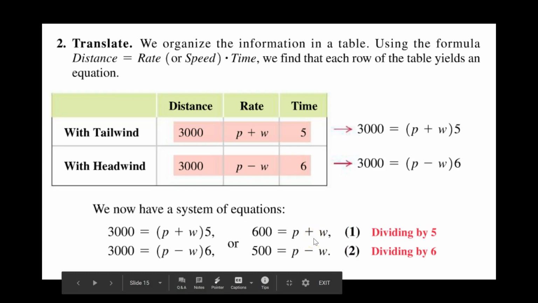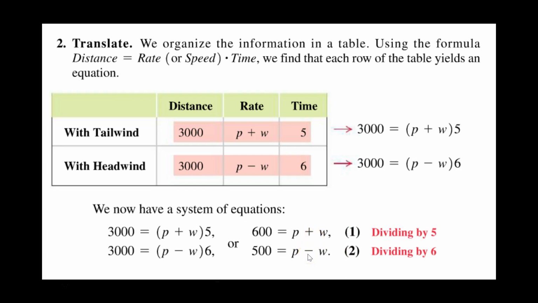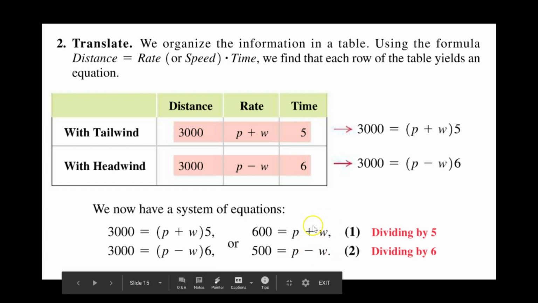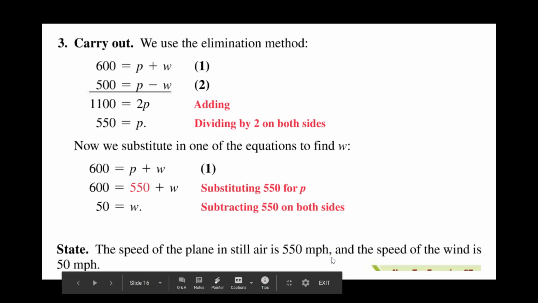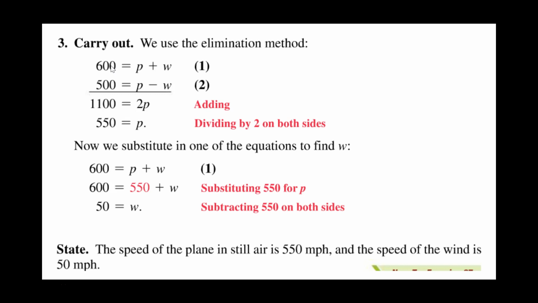So for this one here, it looks like the easiest letter to go ahead and eliminate is probably going to be the W's, because if we add them together, I have a positive W and a minus W, and that's going to go ahead and subtract the two W's together. So subtract the two W's here, and then add the two P's. Then this here, we're going to divide it, 550 is going to be the speed of the plane.